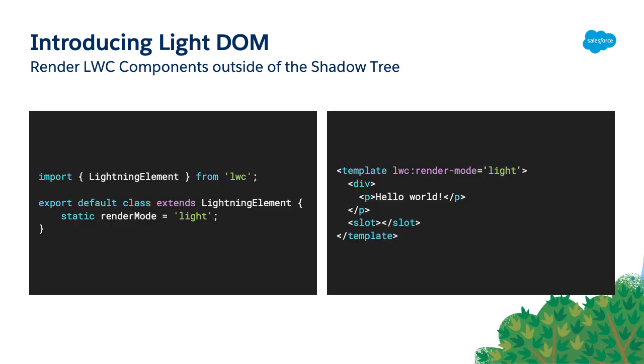Also, the slot element is highlighted in a different fashion because in the light DOM, the slot doesn't have the same meaning. It is very easy to get started using light DOM as you can enable it on a per component basis. This is great because you don't have to enable it for the entire application in order to use it. You have to do two things to enable light DOM. First, you have to set a static class property called render mode and set it to light on your component, and do a similar thing on your template. Now the component will render in the light DOM instead of the shadow DOM.